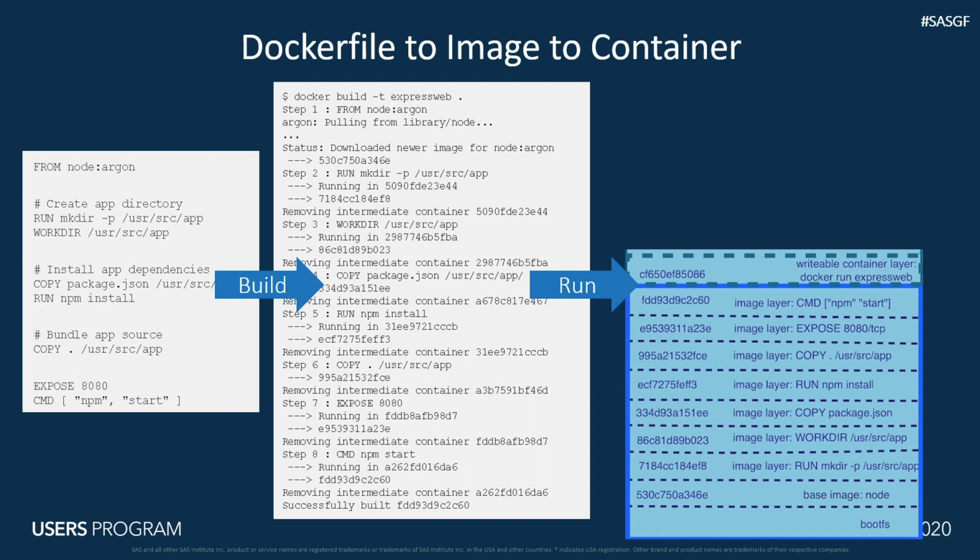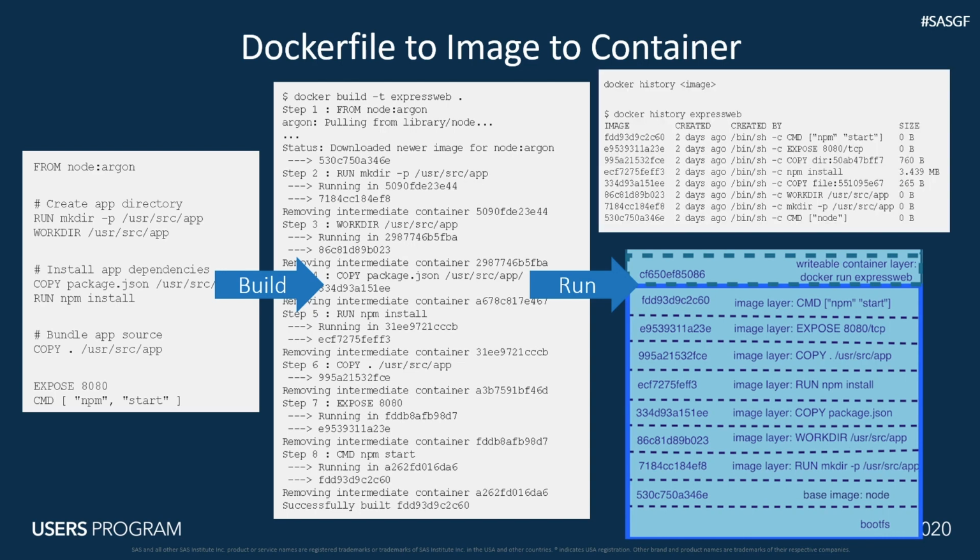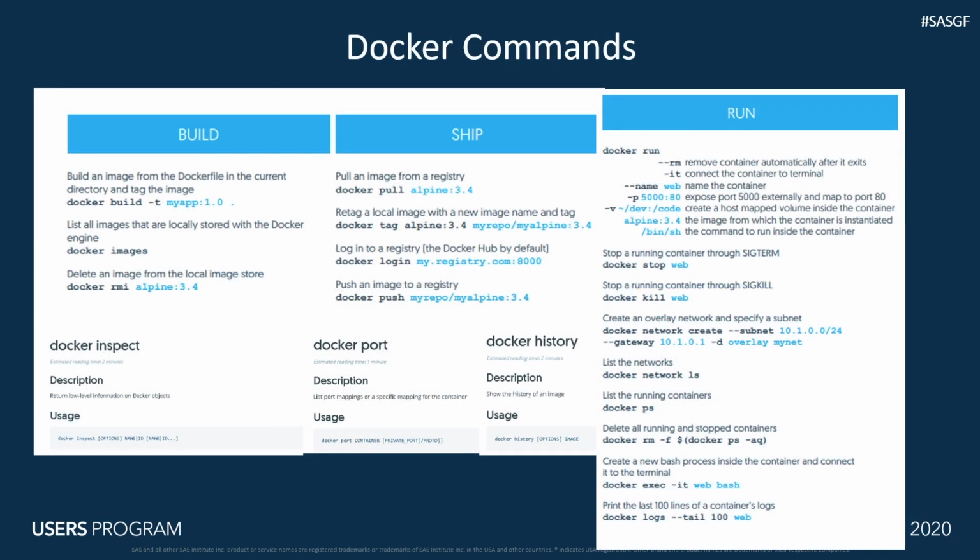These will be corresponding to the actions that we had, building up the layers for the image there, and then adding that read-writable layer on top to make it a container. And if we were to do a Docker history, then we would be able to see all the pieces that went into this particular image.